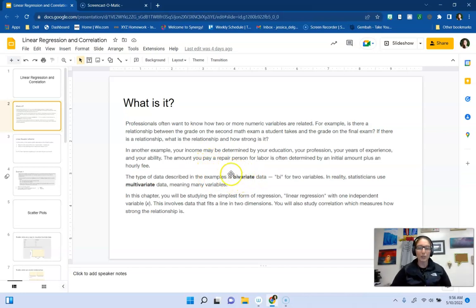Two pairs of data we call bivariate data. In reality, though, we use multivariate data, so a lot of different variables going on. We're trying to see how these things are related, or if they're related. Linear regression is the simplest form of asking, is there a relationship here with independent variable x, and we're going to be in two dimensions.